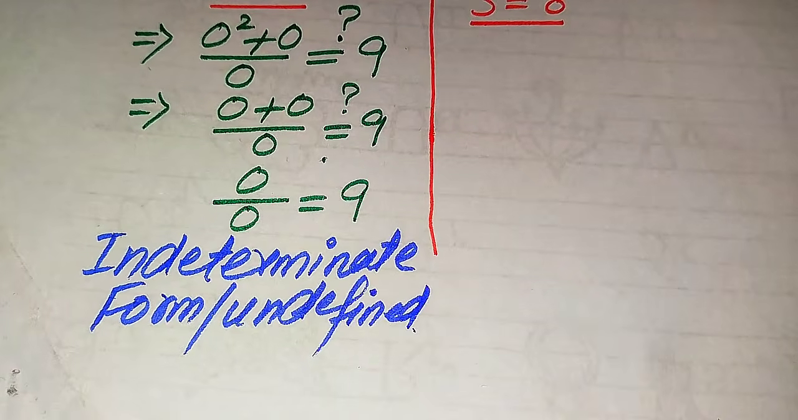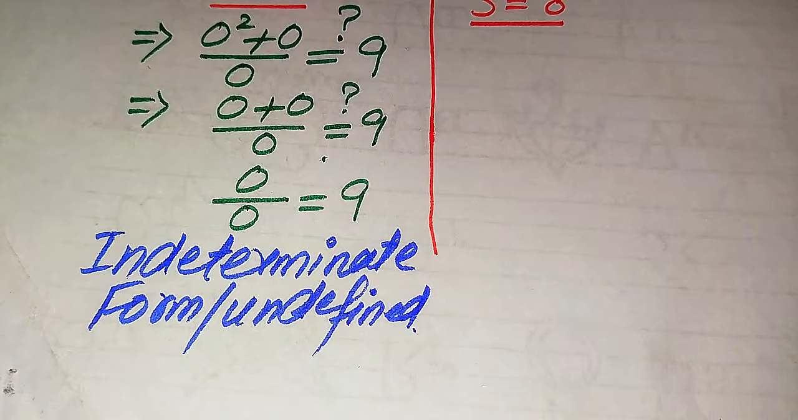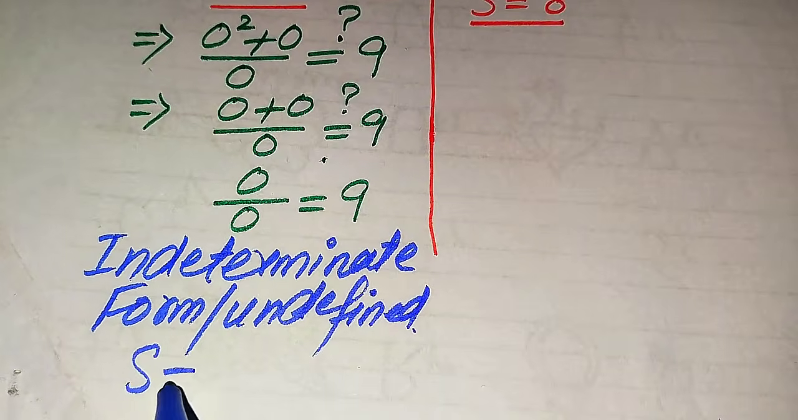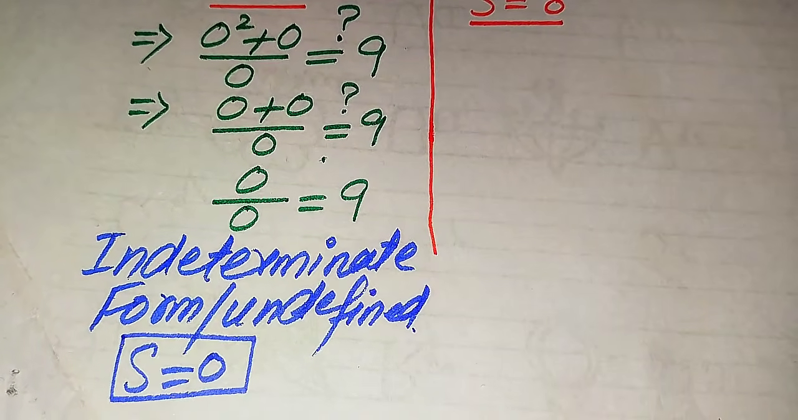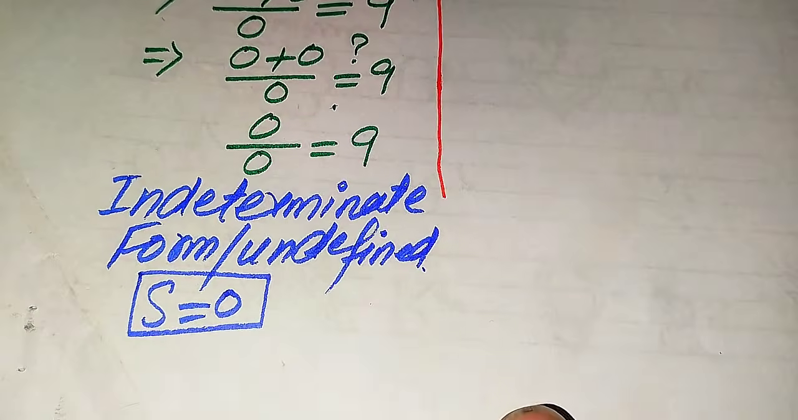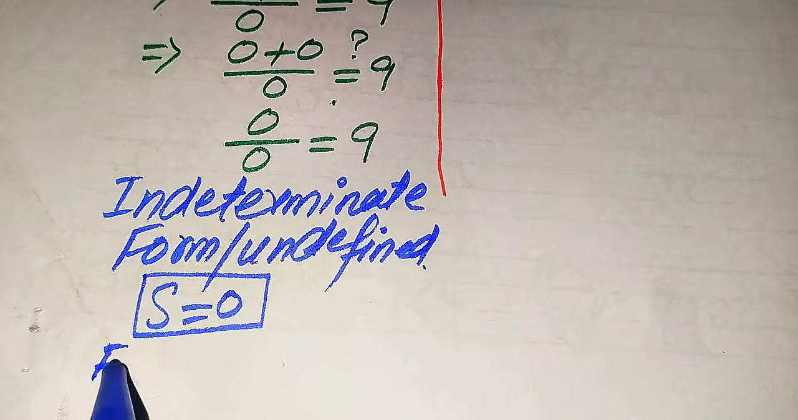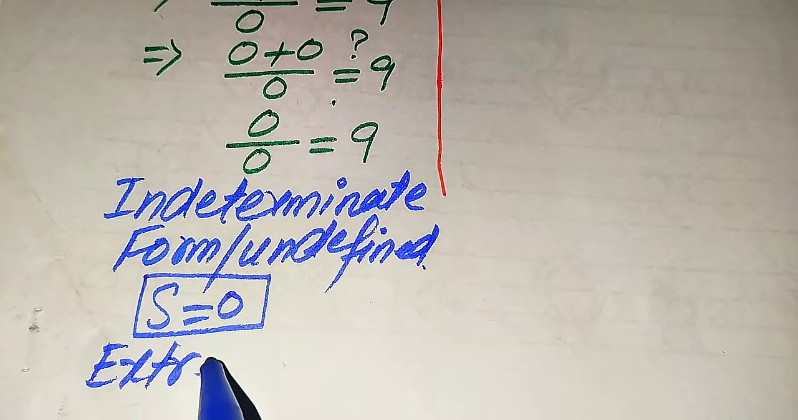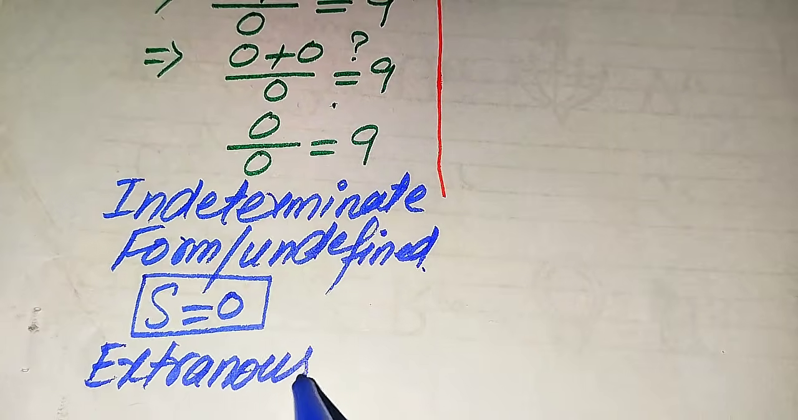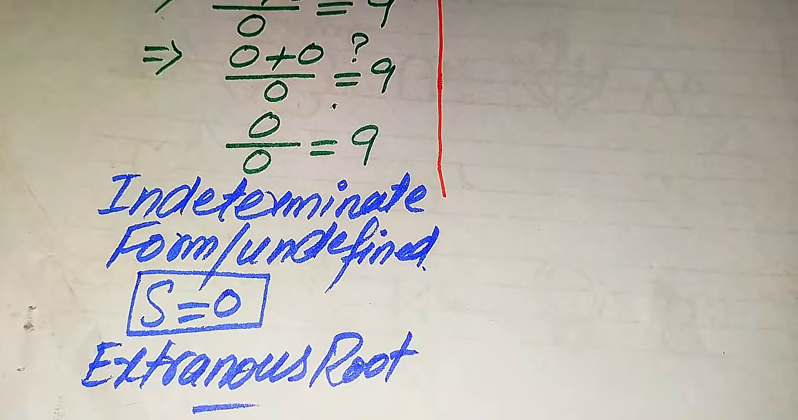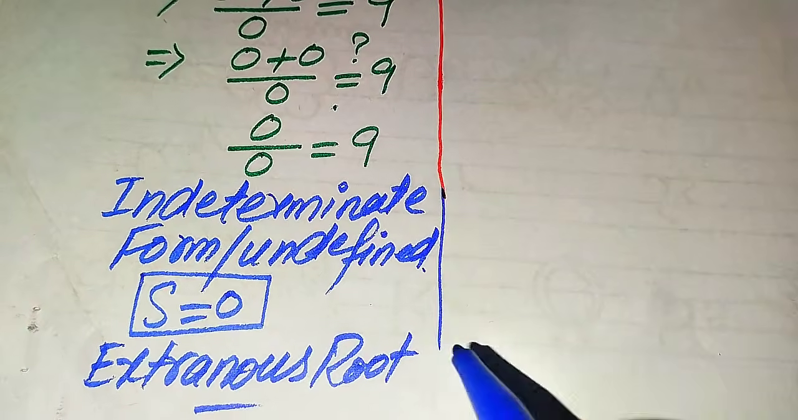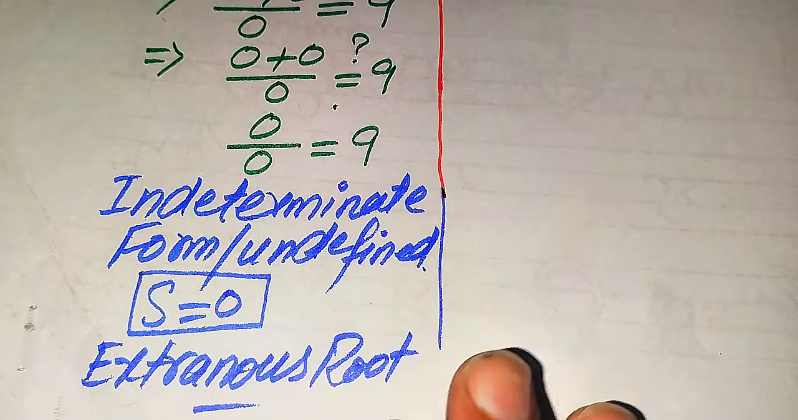So if our left hand side is in undefined form, it means that the value s = 0 does not satisfy our given question statement. So we say that s = 0 is the extraneous root of the given equation. Okay, so this is the extraneous root, and now we move towards our second root.